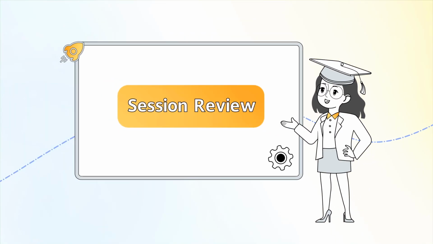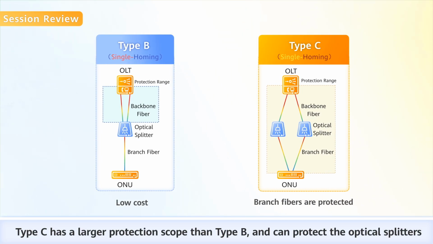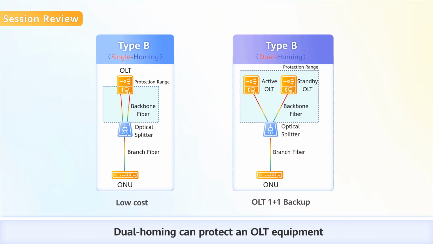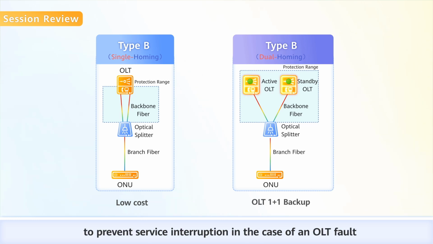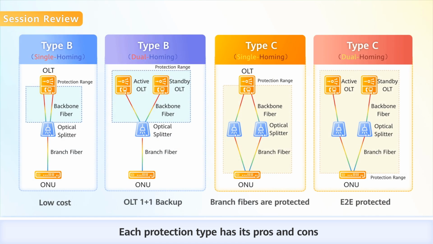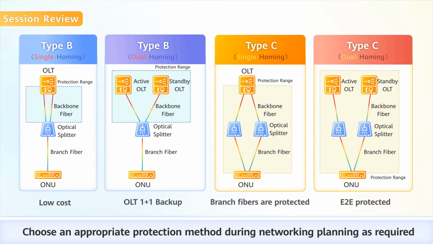In summary, Type C has a larger protection scope than Type B, and can protect the optical splitters, branch fibers, and ONU upstream PON ports while Type B cannot. Dual homing can protect an OLT equipment to prevent service interruption in the case of an OLT fault, which single homing cannot. Each protection type has its pros and cons. Choose an appropriate protection method during network planning as required.